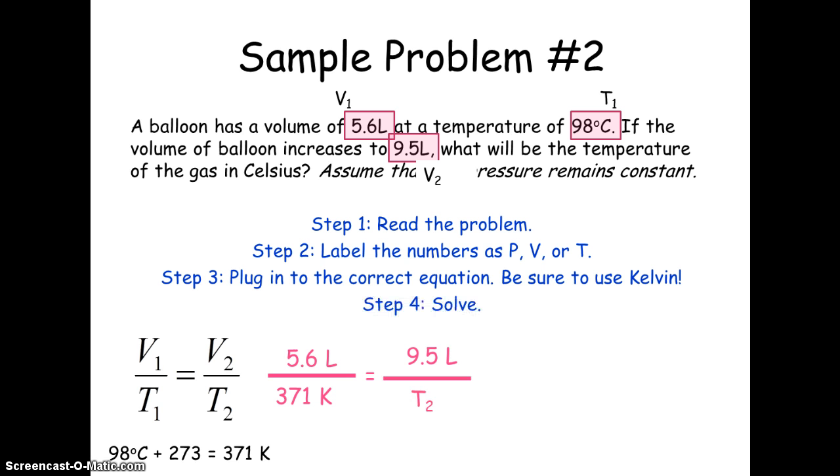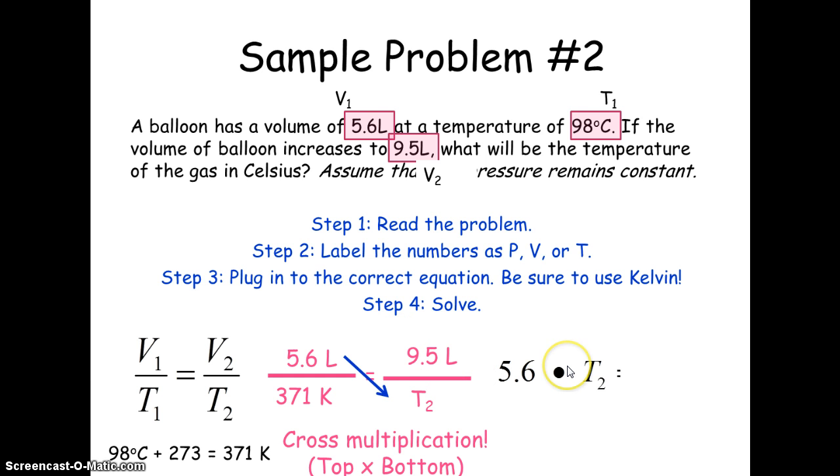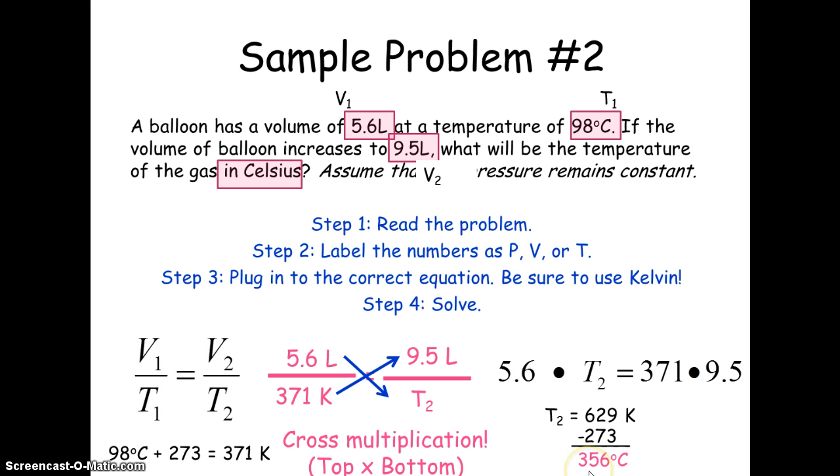We want to cross multiply to solve this problem. So first step, cross multiply: 5.6 times T2 is equal to 371 times 9.5. We want to solve for temperature 2, meaning we multiply these numbers together, divide by 5.6, and we end up with temperature 2 is equal to 629 Kelvin. Last but not least, it needs to be in Celsius. So we want to convert back to Celsius. Subtract 273 degrees, which gives us 356 degrees Celsius, very, very hot.